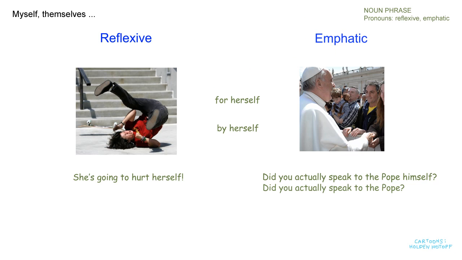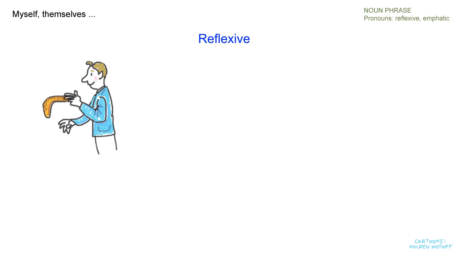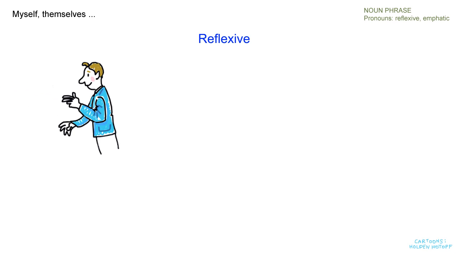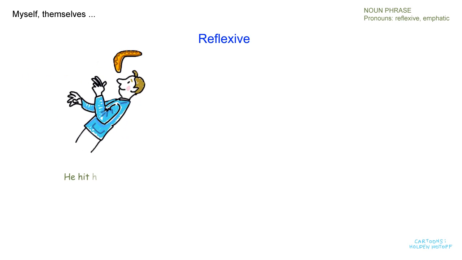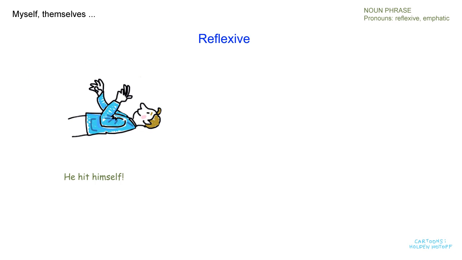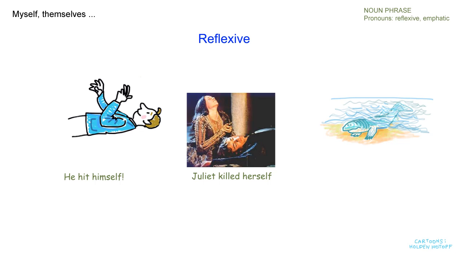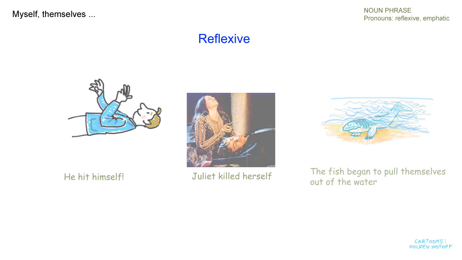Now let's look at reflexive. Reflexive is like a boomerang. When you throw a boomerang, what happens? It comes back to you. And he hit himself. Here's a sad example from literature. Juliet saw that Romeo was dead and she killed herself. And here's a positive example. Billions of years ago, fish began to pull themselves out of the water.